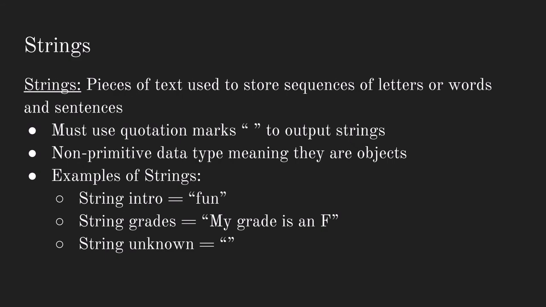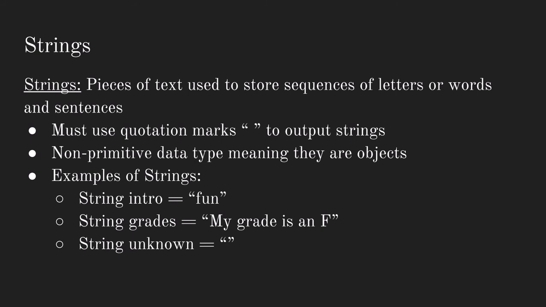So, strings. Strings are simply pieces of text used to store sequences of letters or words in sentences. They allow you to display output, including letters or characters. You would use quotation marks to output strings. Anytime you want to output a string or a piece of text, you use quotation marks around it. Keep in mind, this is a non-primitive data type, which we will go over shortly. For now, just know that strings are not one of the primitive data types, which include integers, doubles, booleans, and characters, but it's still a data type.